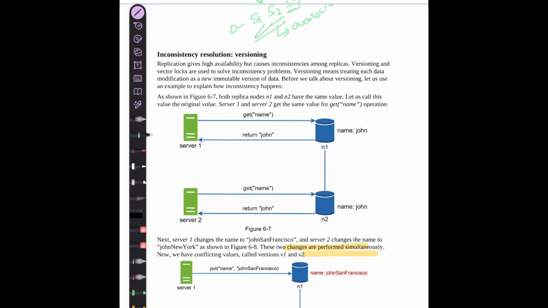It may be that one client wrote W1 here and another client wrote W2 here. The initial data was W, this one has W1 and server one has W2. But ideally they should have the same data, W dash. So there has to be some sort of resolution that comes into the picture.